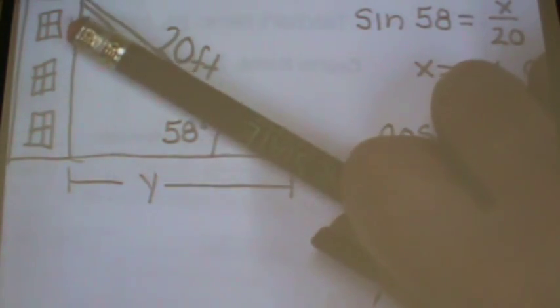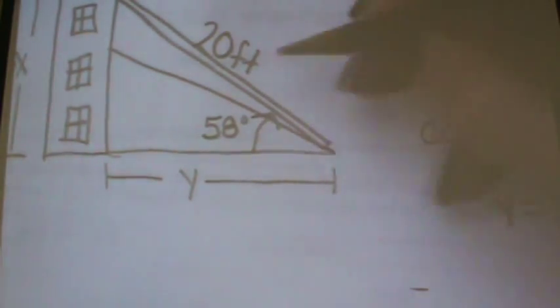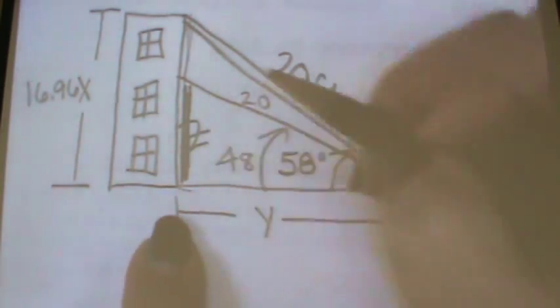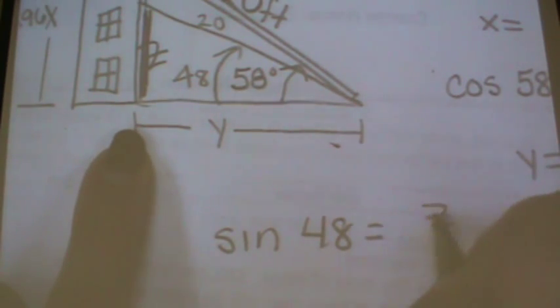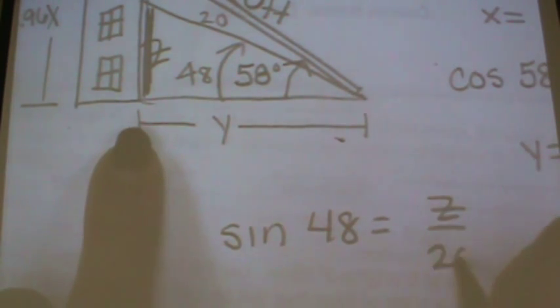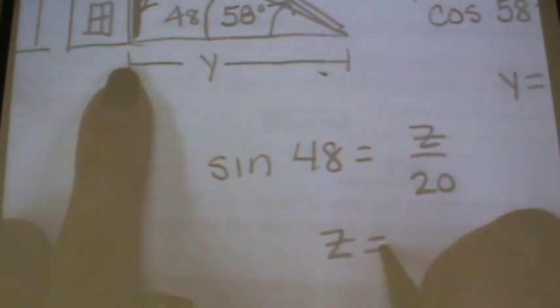But then what happens is your ladder slides. It's going to slide down. So now, here's your ladder. This is still 20, but this angle is 48 degrees. We want to know how far it slid. So now let's figure out this dimension right here. We'll call it Z. We're going to use sine of 48 equals Z over 20. Z ends up being 14.86. So from here to here is 14.86.